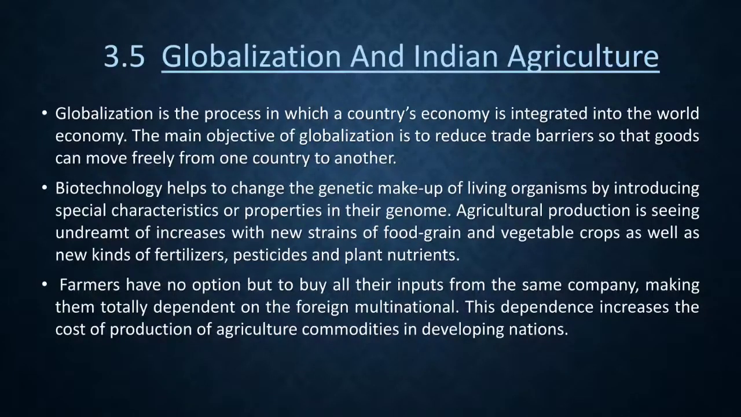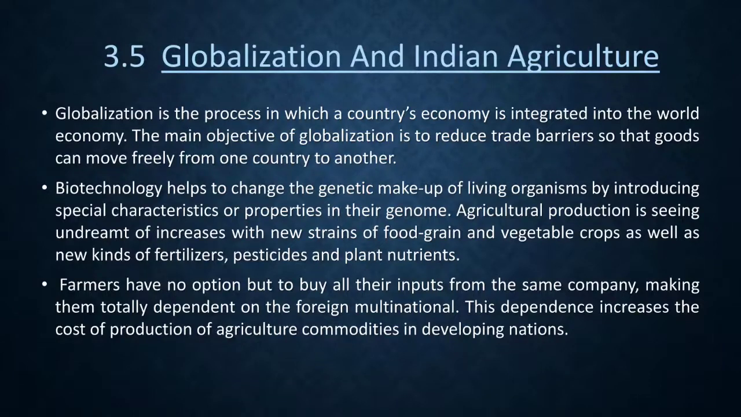Biotechnology helps to change the genetic makeup of living organisms by introducing special characteristics or properties in their genome. Agricultural production is seeing undreamt of increases with new strains of food grain and vegetable crops, as well as new kinds of fertilizers, pesticides, and plant nutrients. Technology is no longer limited to the laboratory. It is now a huge commercial enterprise. Over $5 billion have been invested in this industry. Companies producing genetically modified seeds and other agricultural inputs spend 4 to 5 crore rupees every year on research and development alone. In the Western world, there are over 300 scientific enterprises involved in such research.